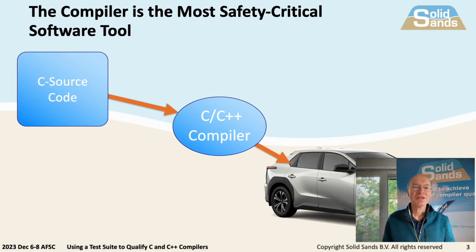The compiler is probably the most safety critical software tool that application developers use for automotive software. So all the source code of the application that goes into the car or any component in the car has to be compiled by the compiler. If there's a defect in the compiler, that means that there's a defect in the generated code. And that means that basically the component can have any safety critical impact. And that's not good.